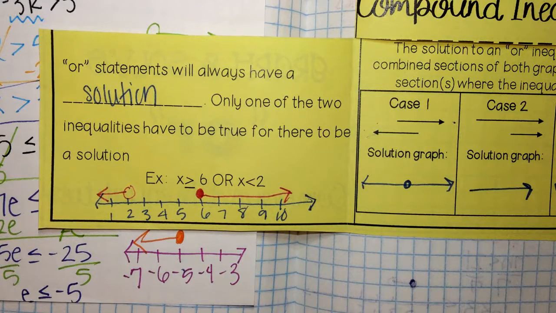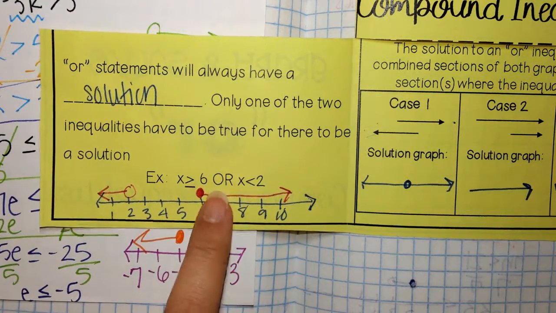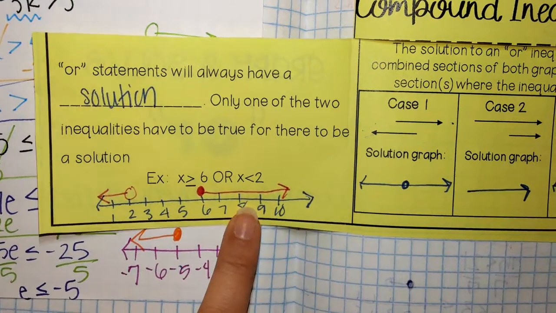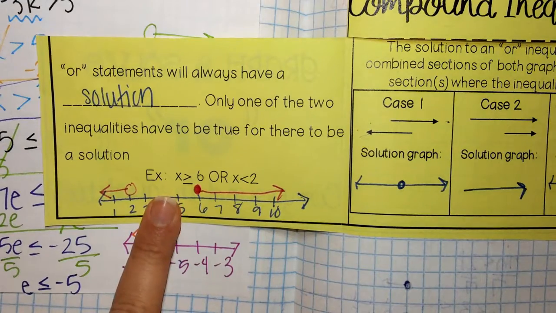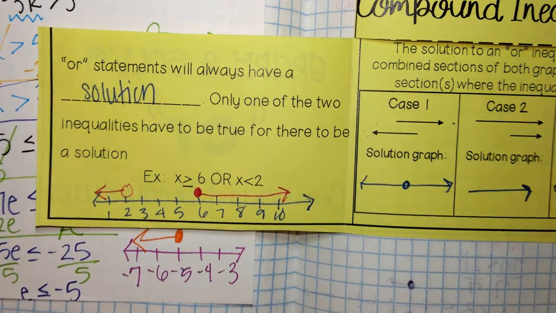What does that mean, though? That means that your solution, your x value, can be greater than or equal to 6, or it can be less than 2. But it can't be anything in the middle. That's a great question.